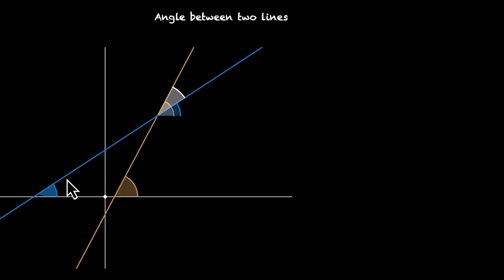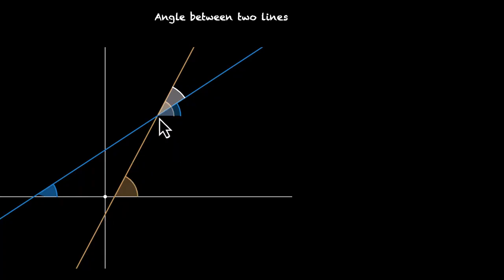The angle made by this line with the positive x-axis in the anti-clockwise direction, that angle defines the slope of this line. If that angle is theta, tan theta is the slope of this line. What about this one? This angle will give us the slope of this line.